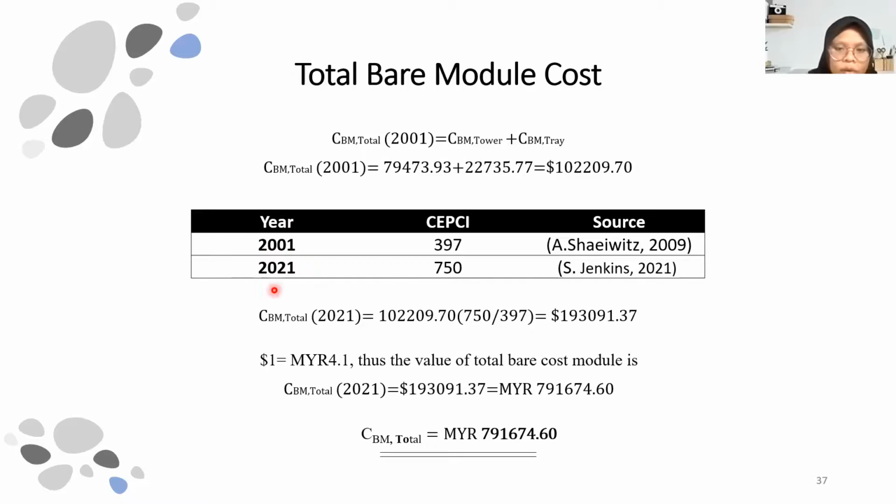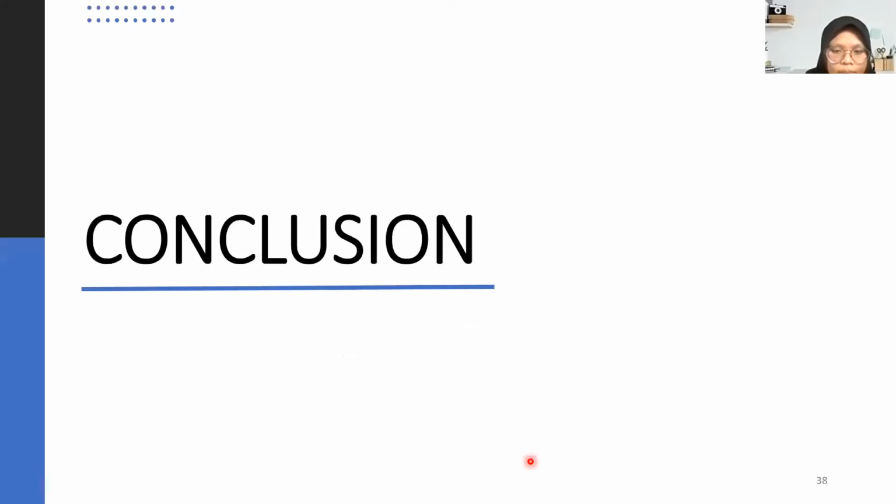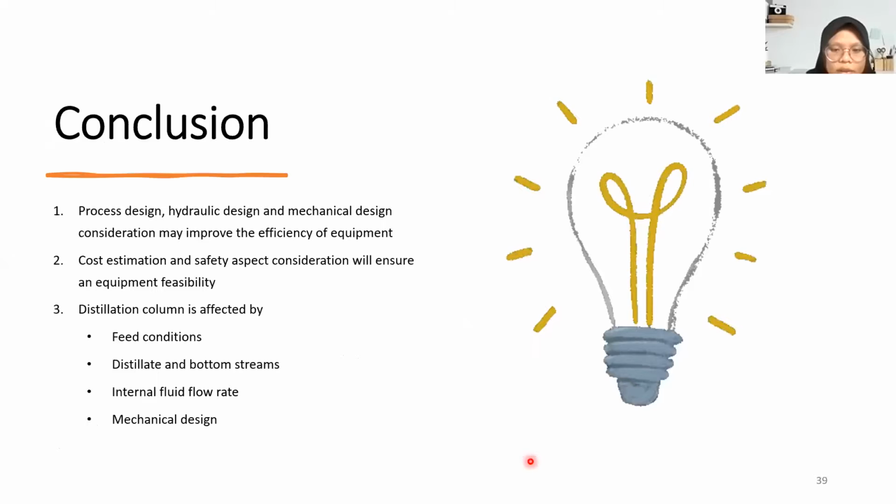Next slide. Calculation was made with values of year 2001. CEPCI is used to estimate price in 2021. The currency is changed to Malaysian ringgit. Total bare module cost is 791,674 ringgit.